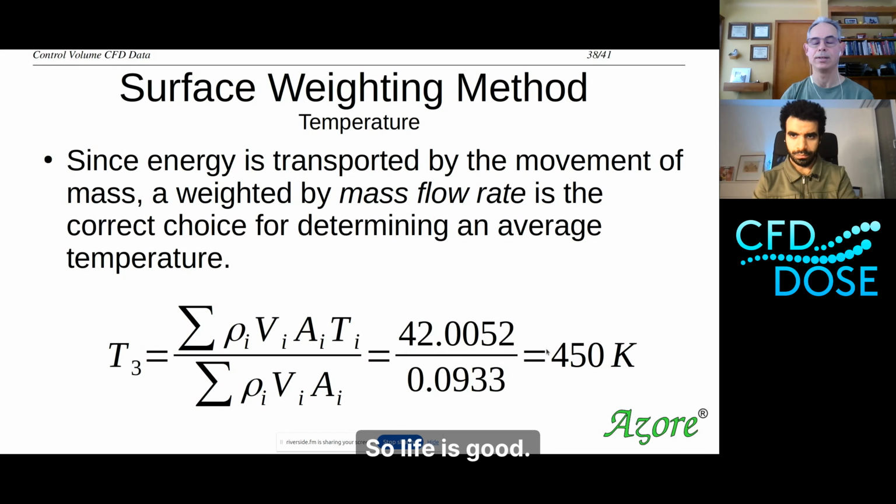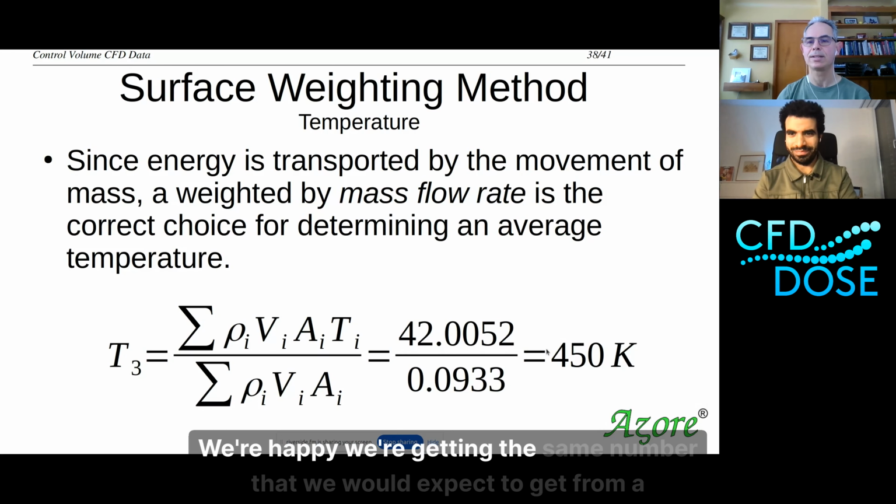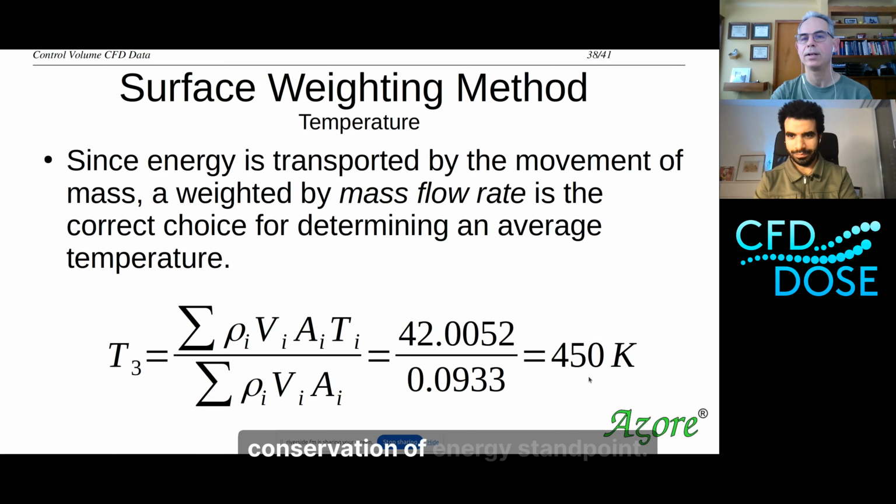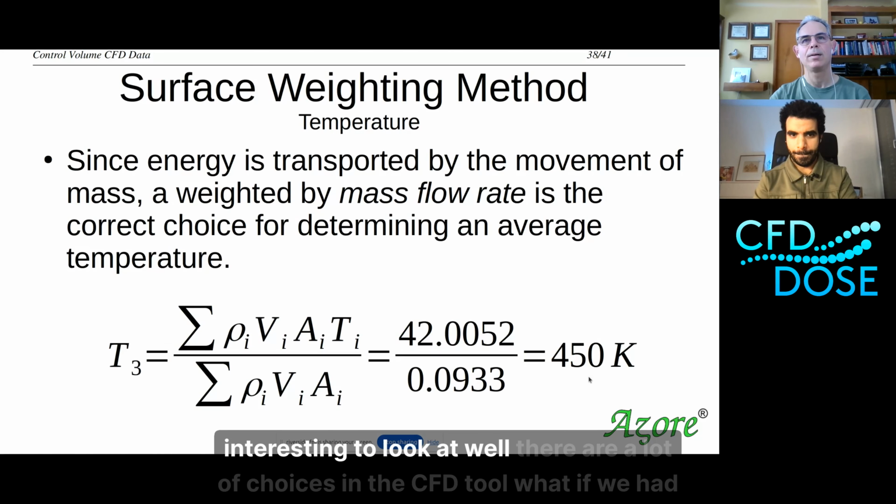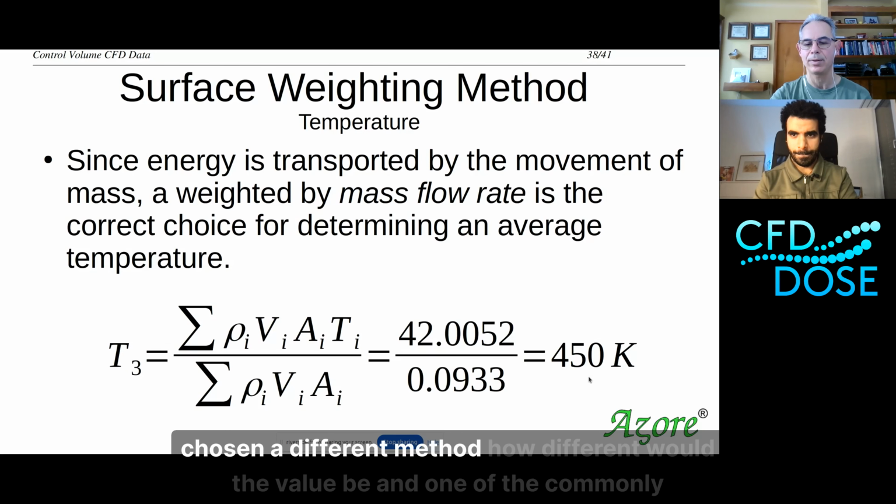So life is good. We're happy we're getting the same number that we would expect to get from a conservation of energy standpoint. But I thought maybe it'd be interesting to look at, well, there are a lot of choices in a CFD tool. What if we had chosen a different method? How different would the value be?